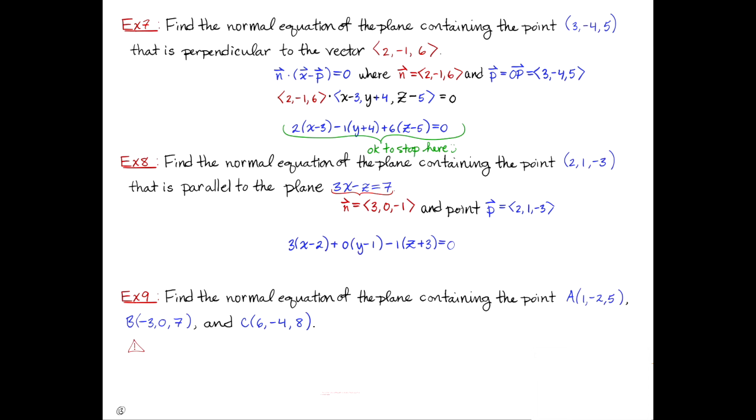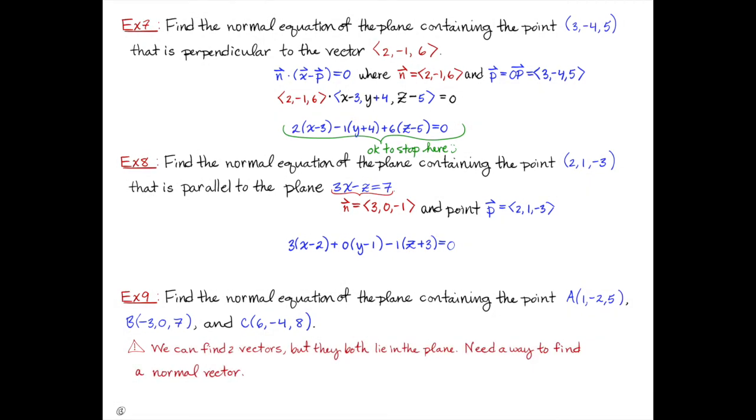In example 9, let's find the normal equation of a plane that's containing the points A, B, and C. We can find two vectors. We could use these points to find vectors, but we don't have any way of finding the normal vector. And so we need another tool at our disposal in order to find that normal vector, which is what we'll talk about in our next lecture.